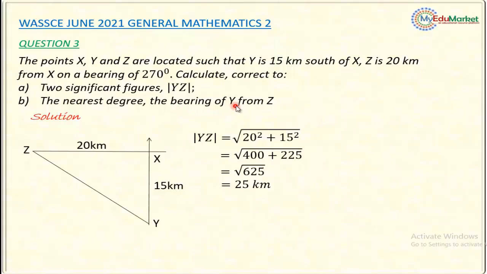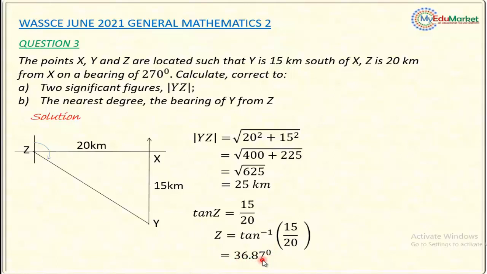Question B says we are to find the bearing of y from z. This is the point y, and I should find its bearing from z, which is there at point z. I'll take a tangent of this angle z. If I can get this angle at z and add it to this 90 degrees, it will give me the bearing. So let me get angle z in this right angle triangle, using my trig ratio. The tangent of the angle at z will be 15, the opposite side, over 20, the adjacent. To get angle z, I take the tan inverse of 15 over 20. So I divide 15 by 20 and take the tan inverse of that value. That answer is 36.87 degrees. So the size of this very angle is 36.87 degrees.